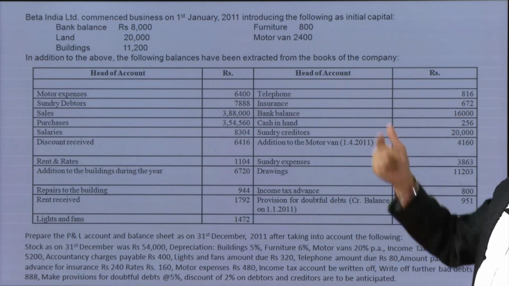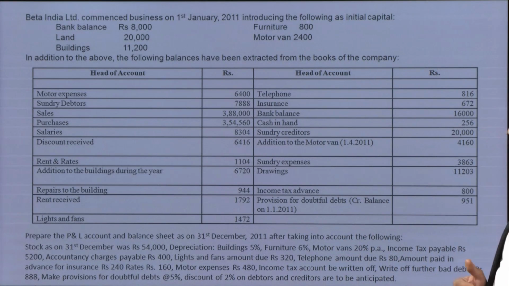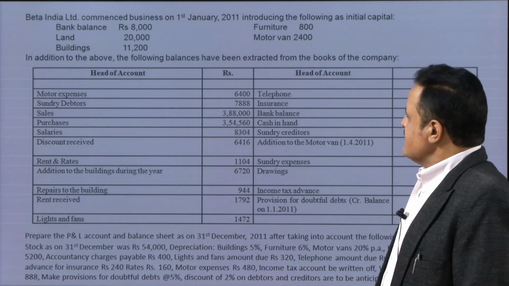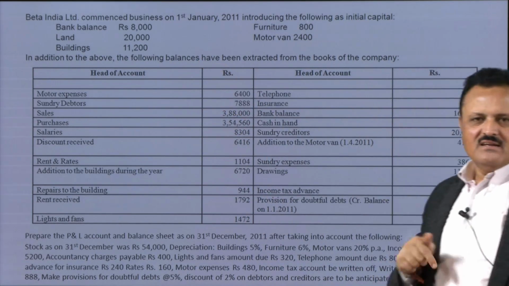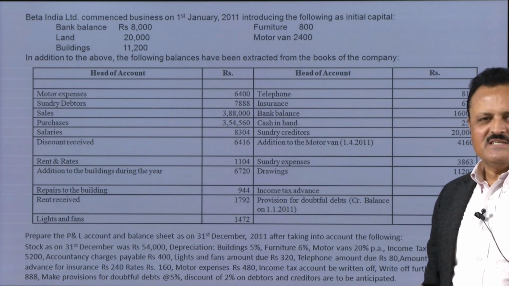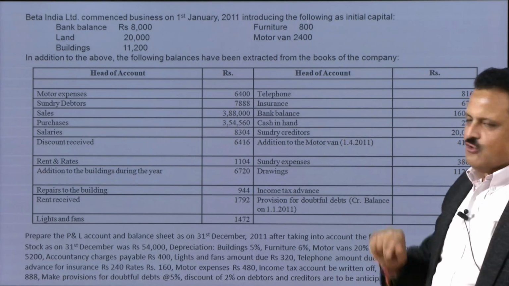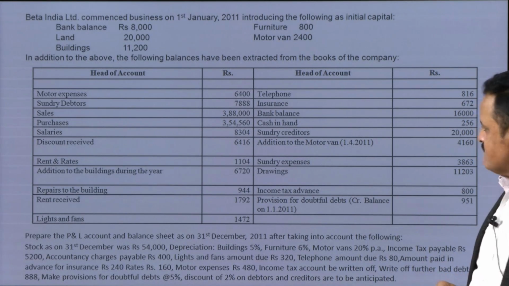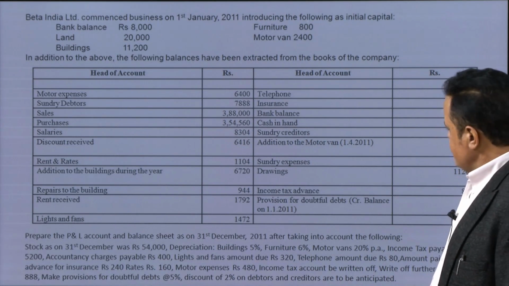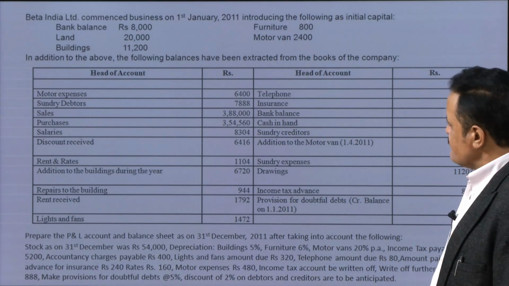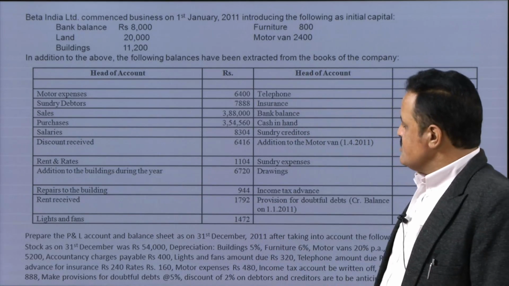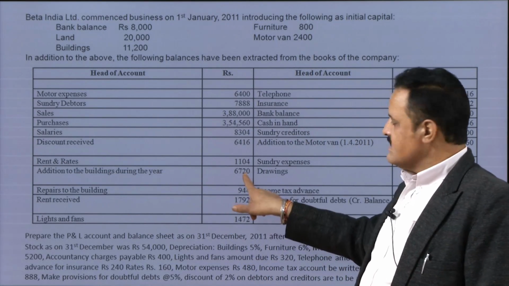So we will be taking that land to the balance sheet. Then buildings. Buildings are given here as an opening balance. When we started the business in 2011, we had the opening balance of the buildings worth 11,200 rupees, and here it is given that some buildings were added during the year. Say this information is given to us, addition to the buildings during the year is done for this amount.